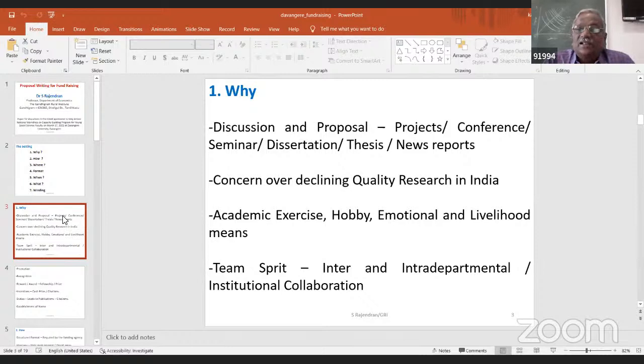And in general, there is a general feeling among the academicians, the academic fraternity, that there has been a consistent and steady decline in the quality of research, particularly in social science and the humanities. That is a strong comment made by many researchers and also the planners.